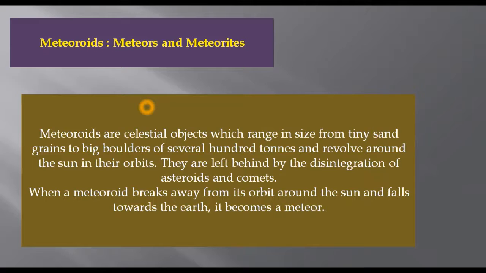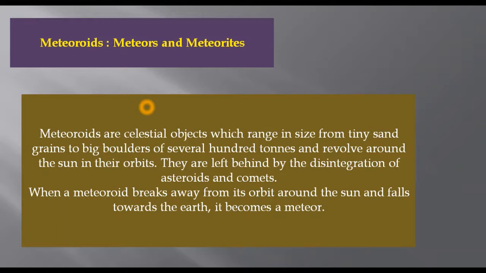So far, students, we have discussed asteroids and comets. Now let's discuss the other celestial body that's present in our solar system. That is meteorites. Meteorites are actually the celestial objects which range in size from tiny sand grains to big boulders of several hundred tons. And these meteorites revolve around the sun in their orbit.